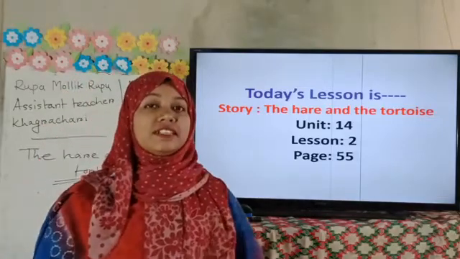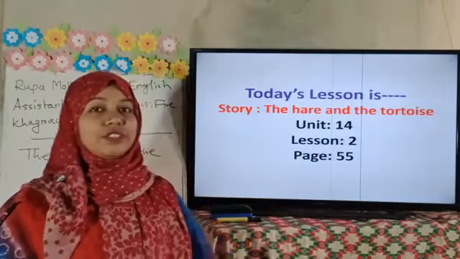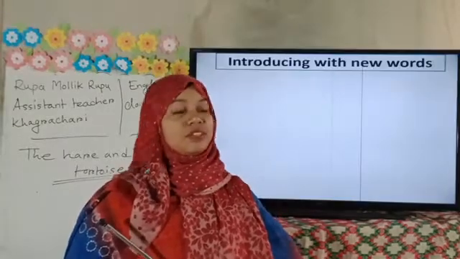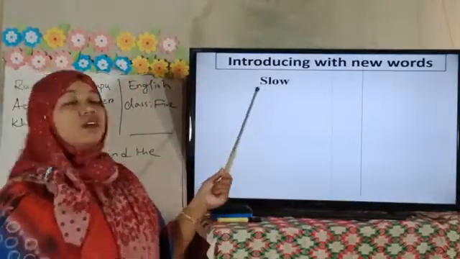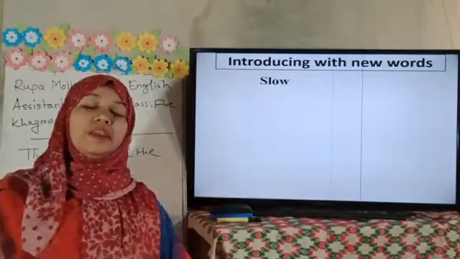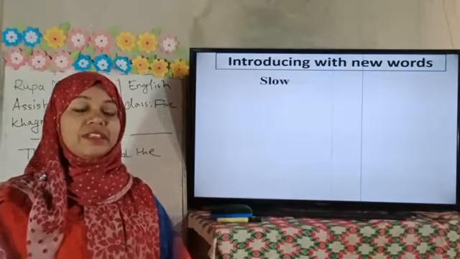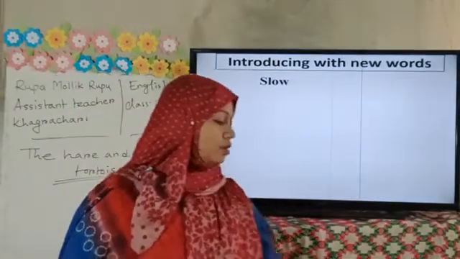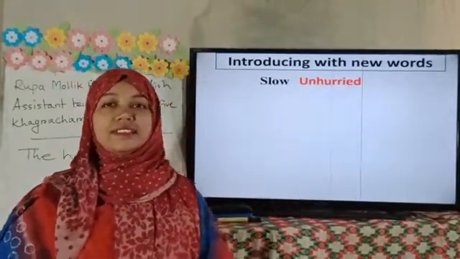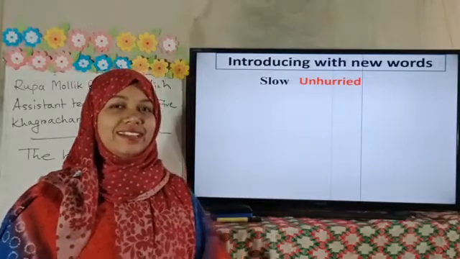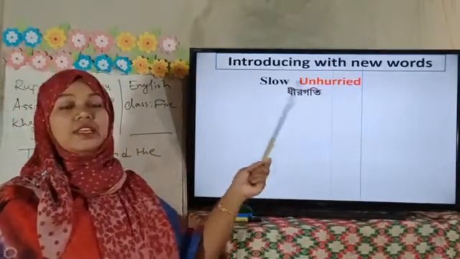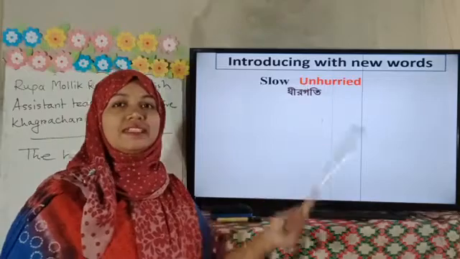Before starting the lesson, I would like to introduce the new words from this lesson. First, what is it, dear students? Yes, slow. Everybody say after me. Slow. Slow. In English we can say slow means unhurried. Slow, unhurried, right? Now the Bengali meaning is dhir goti. Slow, unhurried, it means dhir goti.